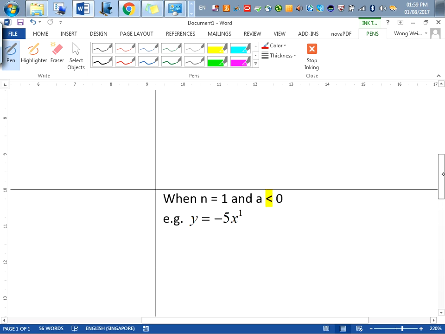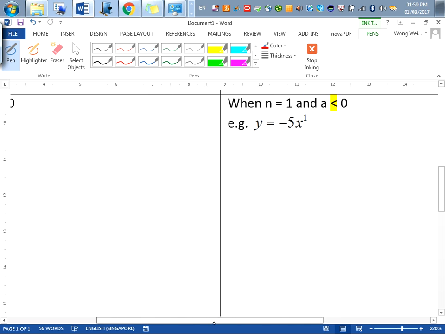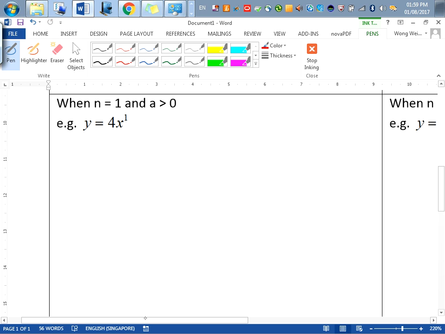Okay, I'm moving on. Next one. Now we have the coefficient of x, positive again. In this case, I chose 4. And the power of x is 1. What do I get? This is actually the same as y equals to 4x. Do you know how to draw the graph of y equals to 4x?